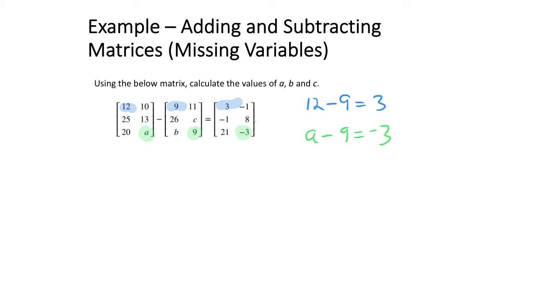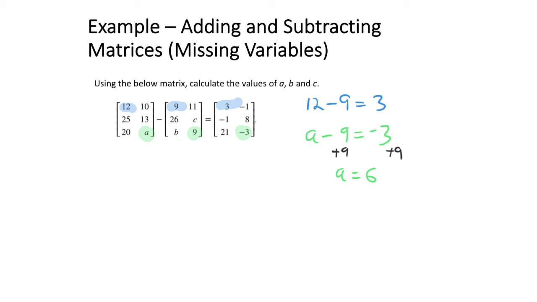So we can work out what our value for A is by adding 9 onto both sides. So that leaves me with A is equal to 6. And I know that 6 minus 9 is equal to negative 3. So by working backwards and then solving the equation, I can work out what my missing variable is going to be.